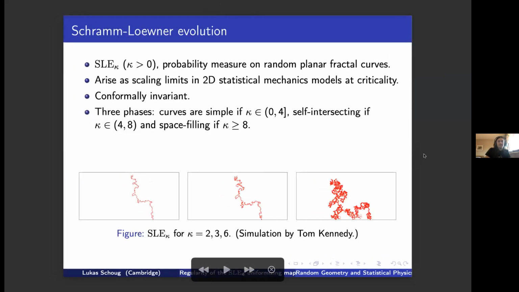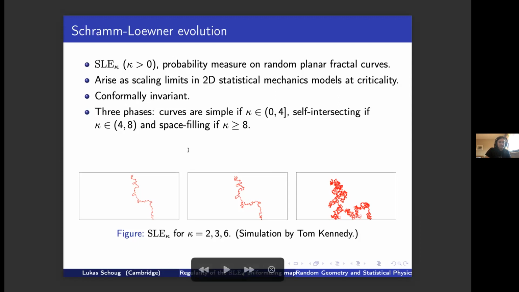So first, SLE is a probability measure on random fractal planar curves, and they arise as scaling limits in two-dimensional statistical mechanics when you consider the models at criticality. They are conformally invariant, meaning that if you define these curves in two different domains, then the law of one is just given as the pre-image of the former. These are parameterized by one parameter, kappa, and it gives three phases. So, for example, for kappa between 0 and 4, we have simple curves. We have self-intersecting curves if kappa is between 4 and 8, and we have space-filling curves if kappa is greater than 8.